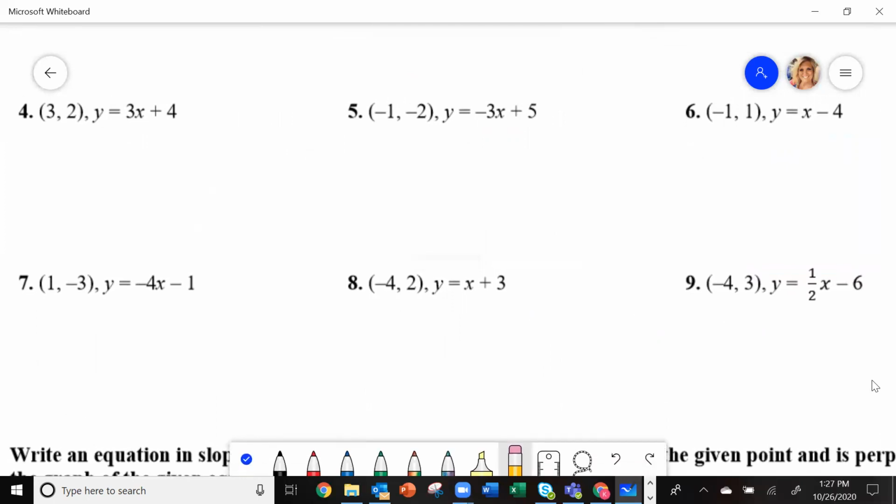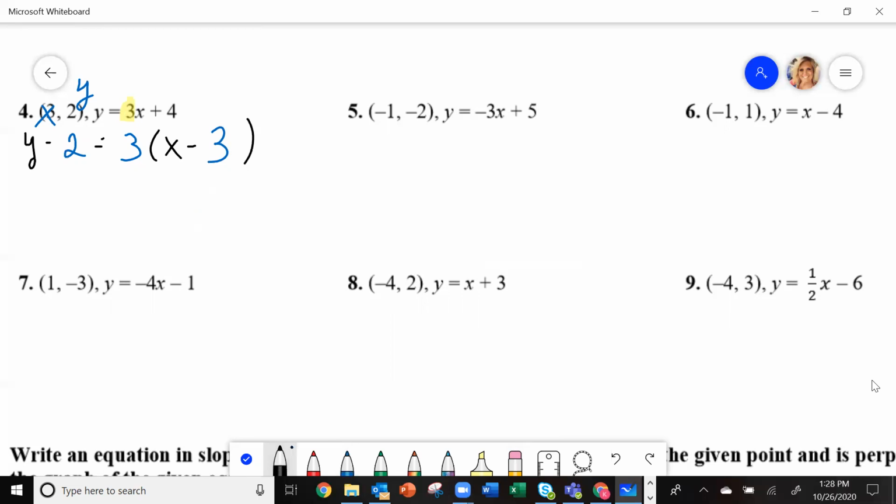On number 4, it is written in slope-intercept form. Here is the slope. Since the lines are parallel, that means they have the same slope. So I have a point and a slope. y minus y1 equals m times x minus x1. M right here is 3. x1, that's your x number here, which is 3. Your y number is 2, so I will put 2 in here.